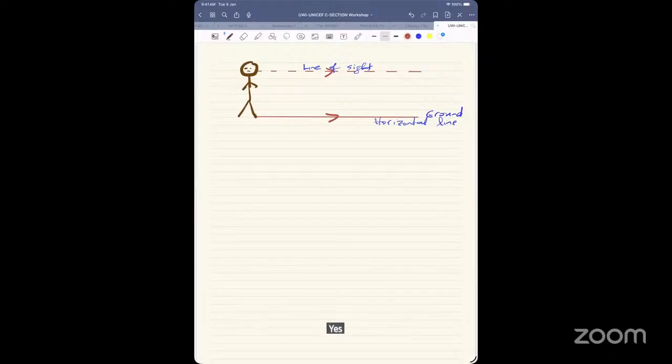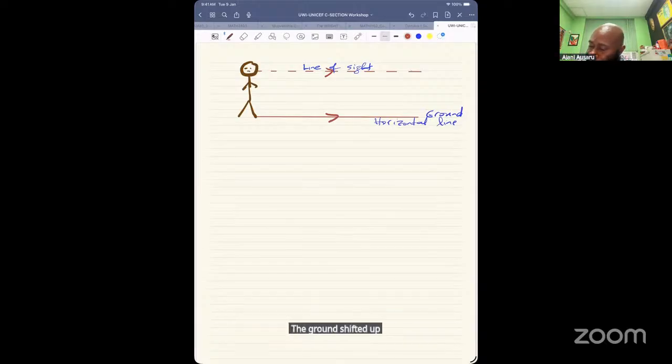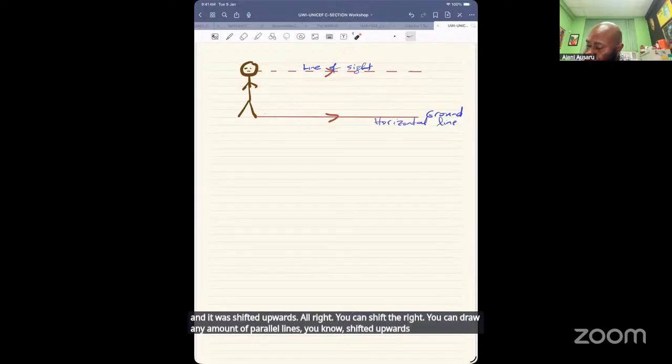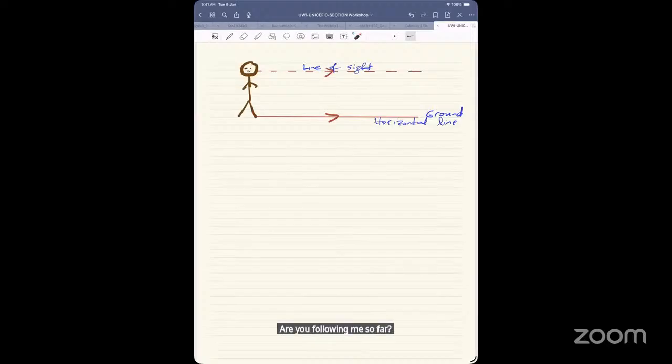All right. So I want you to keep that in mind. The line of sight is really the ground shifted upwards. It's like you take the ground and you just shift it upwards. You can draw any amount of parallel lines. You just slide them up in space. So your line of sight is like the ground shifted upwards. Make sense? Are you following me so far? Yes, sir. All right, cool.